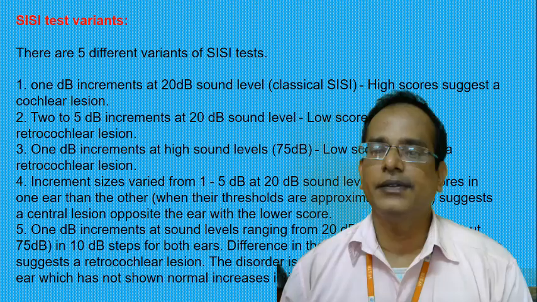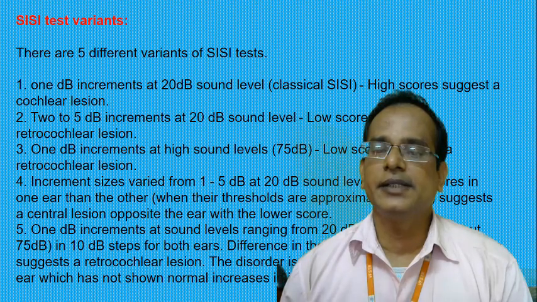Here there are 5 different variants of the SISI test. First one is a 1 dB increment at 20 dB sound level, that is called the classical SISI. A high score suggests a cochlear lesion. Second, a 2 to 5 dB increment at 20 dB sound level: a low score suggests a retrocochlear lesion. Third one, a 1 dB increment at a high sound level, about 75 dB, which provides a low score, suggesting a retrocochlear lesion.